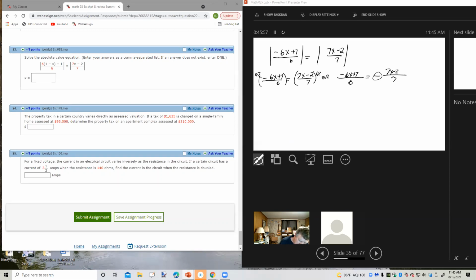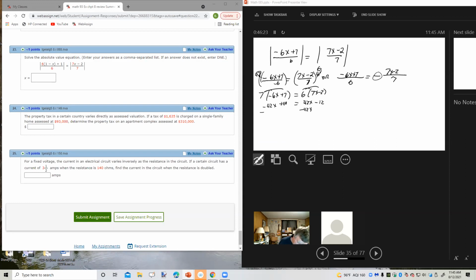42 over 6 is 7. So I've got 7 times negative 6x plus 7. And over here, this 42 and the 7 reduced down to 6 times 7x minus 2. So that gives me negative 42x plus 49 equals 42x minus 12. Okay.